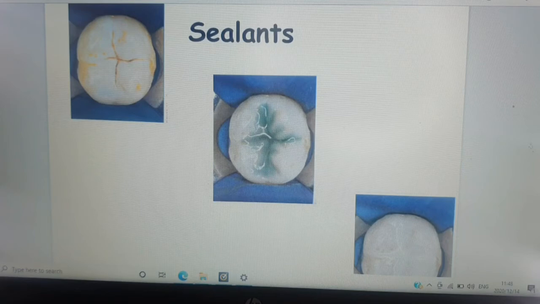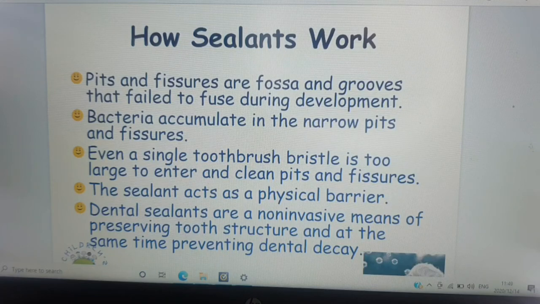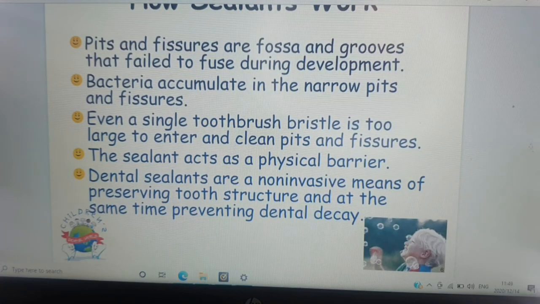So essentially sealants protect deep pits and fissures of our primary molars, as well as the permanent premolars, but other dentists also place fissure sealants on the first permanent molars as well, depending on the severity of the risk of the patient that is in the chair. So how fissure sealants work, as the slide mentions, pits and fissures are fosses and grooves that have failed to fuse during development at the embryological level, ladies and gentlemen. So essentially bacteria accumulates in the narrow pits and fissures, normally after eating especially high sugar foods or high carbohydrate foods.